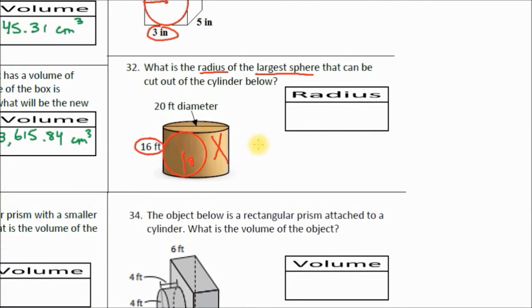Okay, so in this case, our radius is going to be the smallest dimension that affects it, divided by 2, because that's the diameter, and that's going to be 8. So the largest sphere we can cut out of this cylinder, well, it's not inches, it's going to be 8 feet, a radius of 8 feet. We'll continue on question number 33 in the next video.